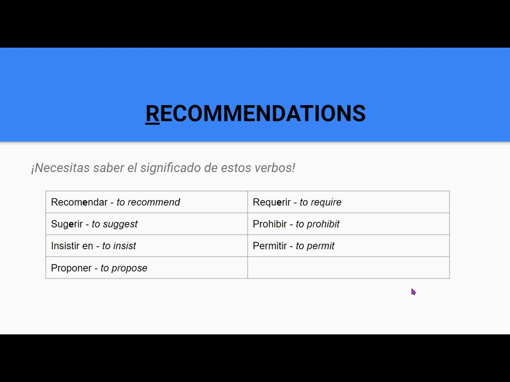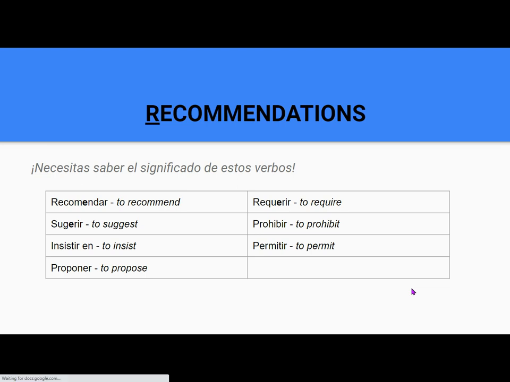Para recomendaciones. Si ves uno de estos verbos en la primera cláusula y las cláusulas tienen sujetos diferentes, necesitas usar el subjuntivo en la segunda cláusula. Once again, if there's something with which you're unfamiliar, pause the video and write it down. Make sure that you have this information.